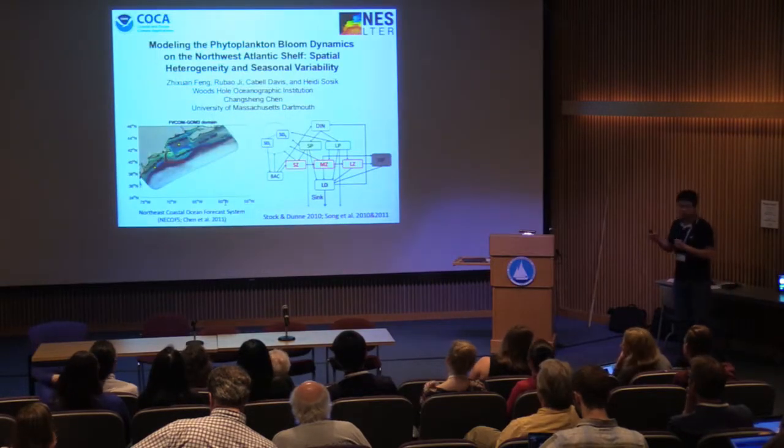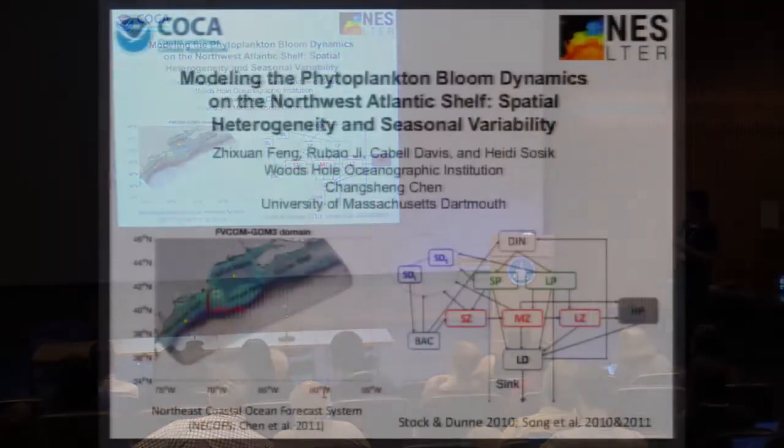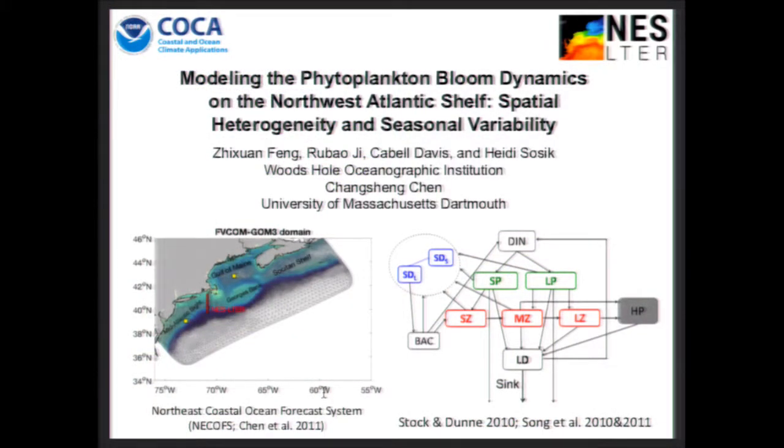All right. So first, I would like to acknowledge my co-authors, Rubao Ji, Cabell Davis, Heidi Sosik, and Changsheng Chen, and our funding agencies, NOAA and the NSF LTER program. In this work, we are adapting an intermediate complexity biogeochemical model, this 10-component model, to a high-resolution data assimilative model for the U.S. Northeast Shelf, the FVCOM, the Finite Volume Community Ocean Model, Gulf of Maine version 3. This is also a model used for the Northeast Coastal Ocean Forecast System.